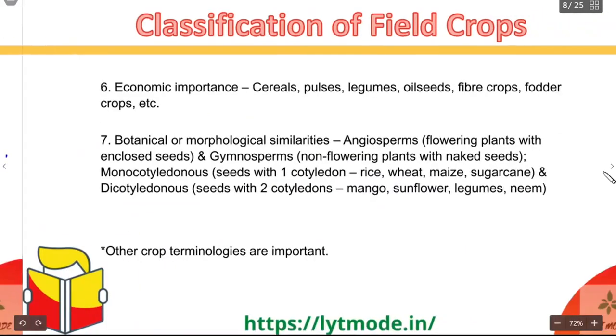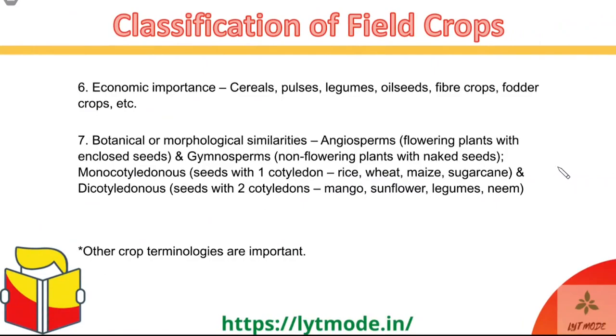Okay, moving ahead, classification of field crops. Sixth part is economic importance. Economic importance is again an interesting factor according to which crops are classified. So there are crops like cereals, pulses, legumes, oilseeds. The classification which I gave you before, this can be done on the basis of economic importance.